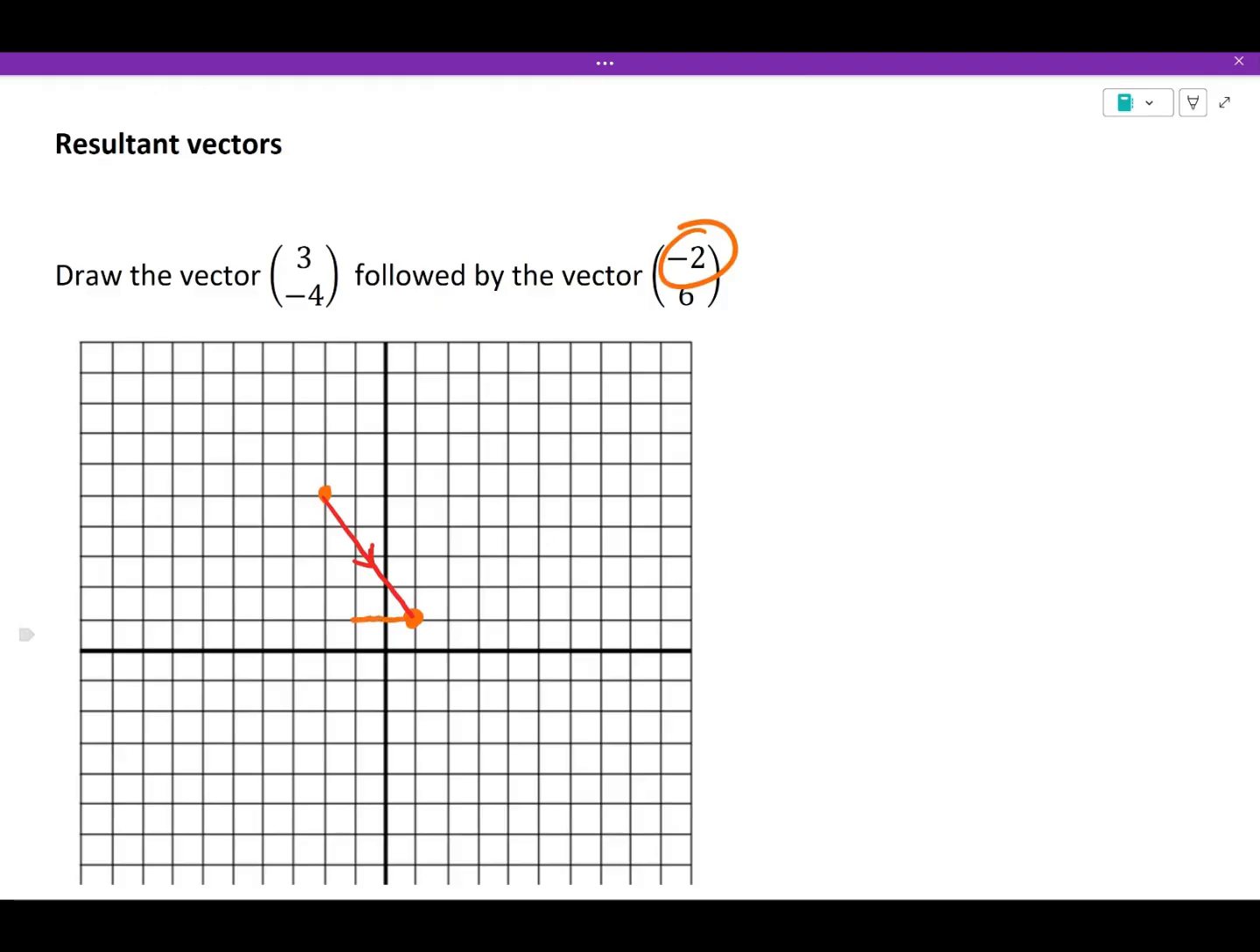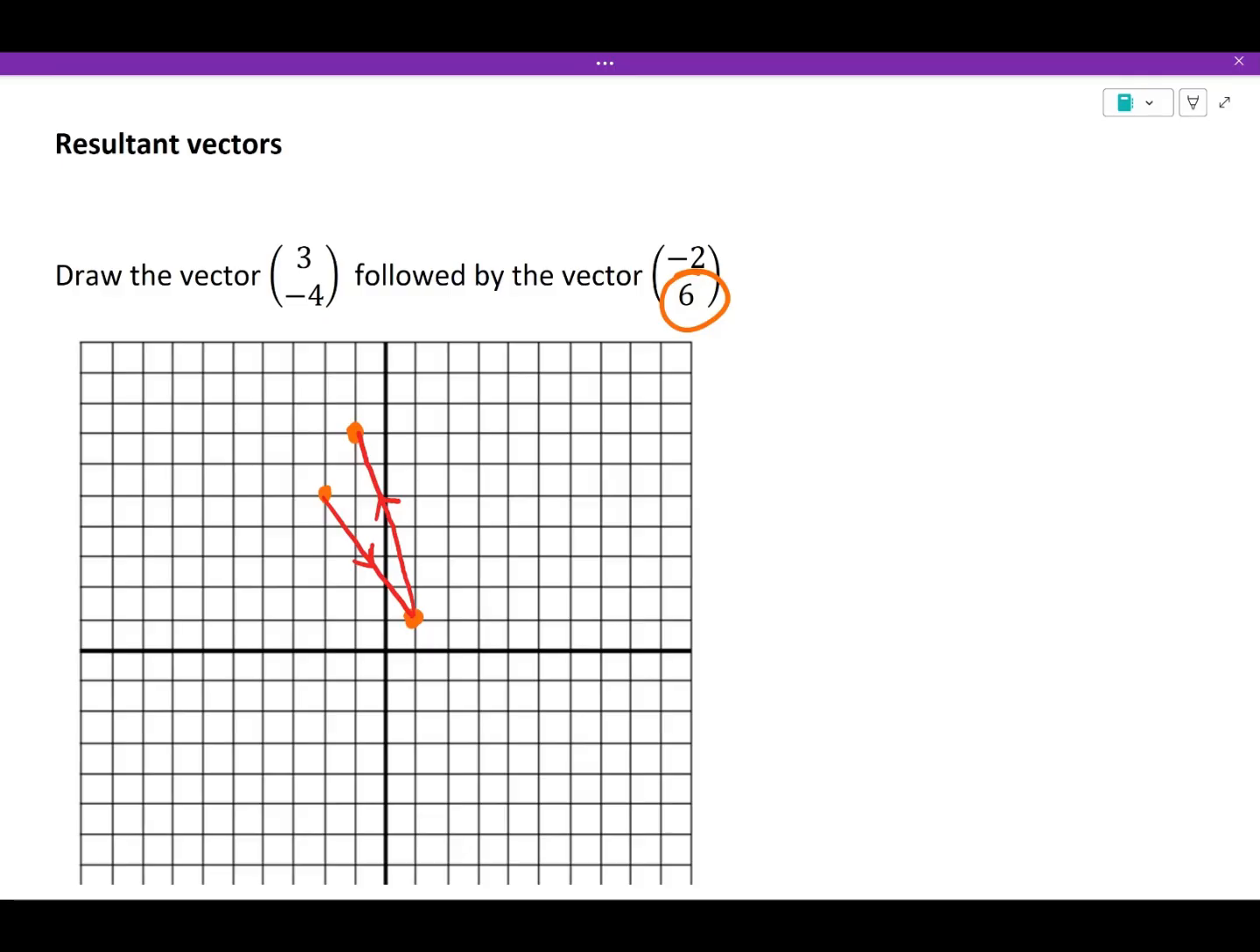Okay, and then our vertical component is positive 6. So that means 6 up. So I've now got to go 6 up. So 1, 2, 3, 4, 5, 6, like that. Okay, and I'm just going to put my endpoint there. And I'm now going to draw on my vector for that second movement I've done. So it's going to be from this point down here up to this point here. Okay, and I'm going to put my arrow on like that. And once again, I'm just going to rub out those lines that I did to help draw my vector.